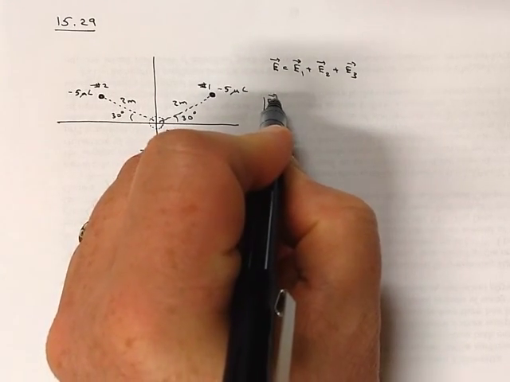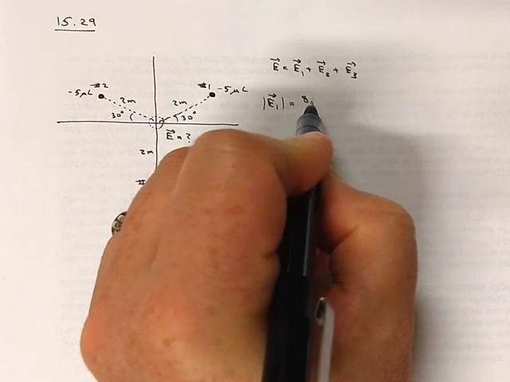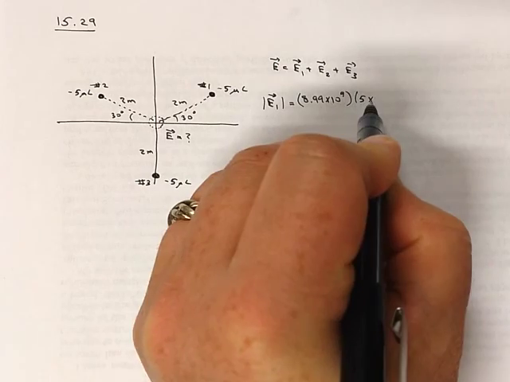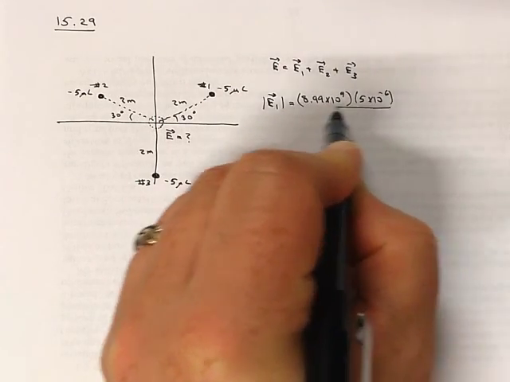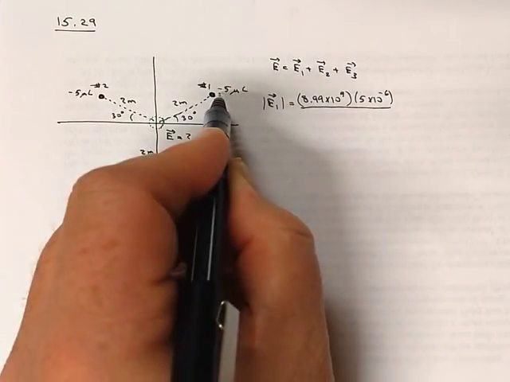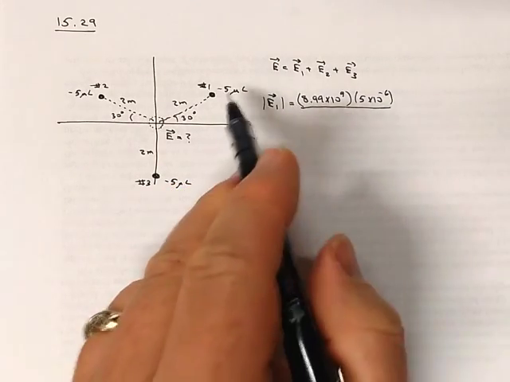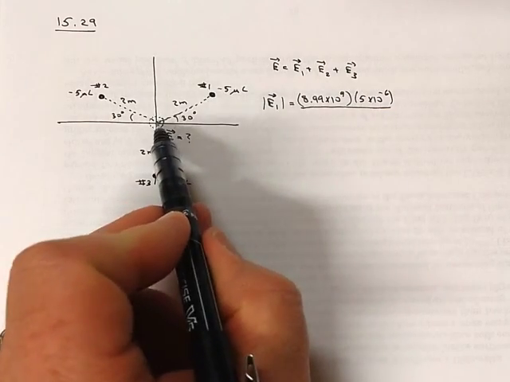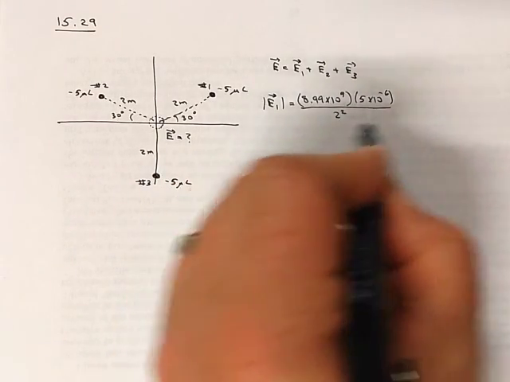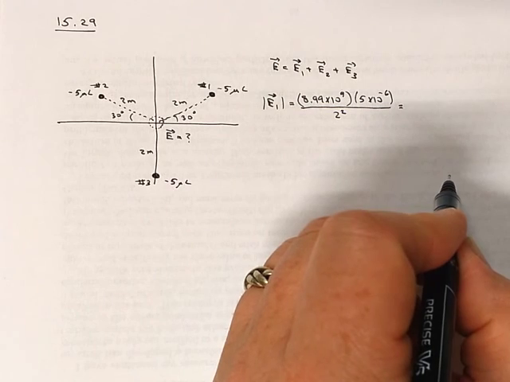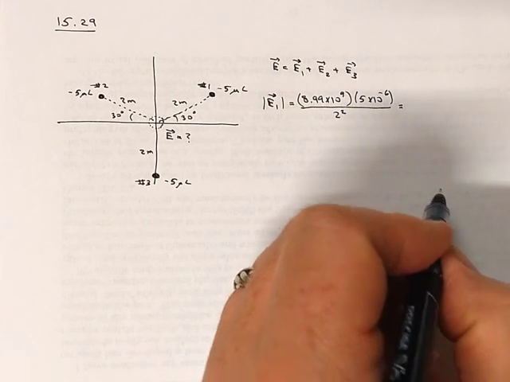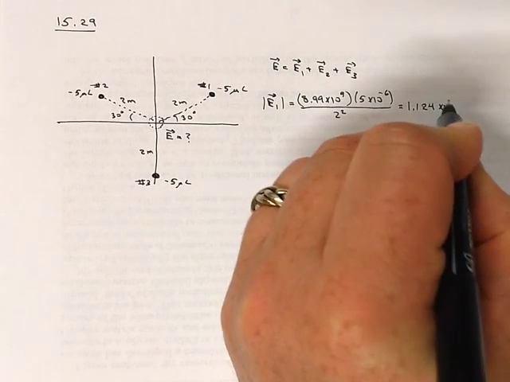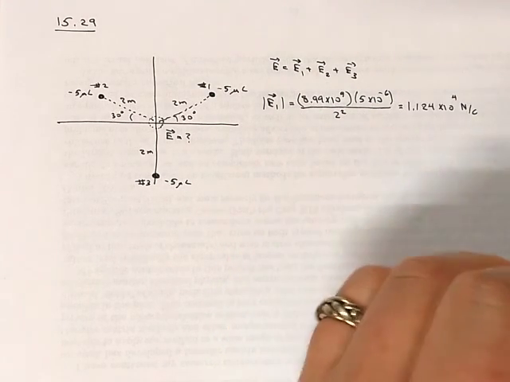Starting with magnitude, that would be K times Q. Again, I'm just finding the magnitude here, so I don't need to worry about the fact that this is actually a negative charge. We'll come back and get the direction once we've got the magnitude. Divide by r squared, which works out to be 4, and that gives a magnitude of electric field of 1.124 times 10 to the 4th newtons per coulomb.